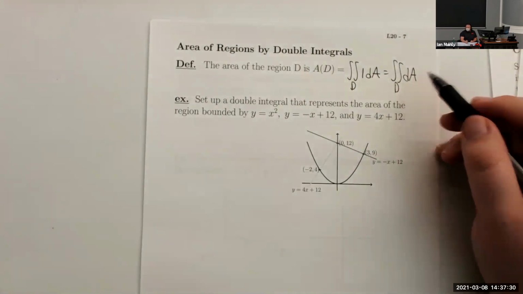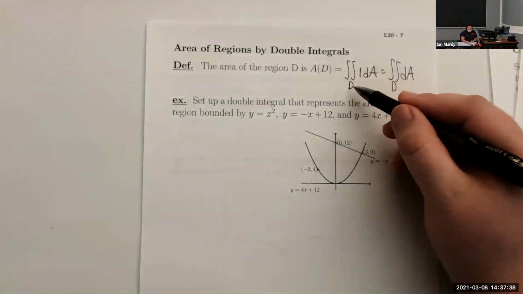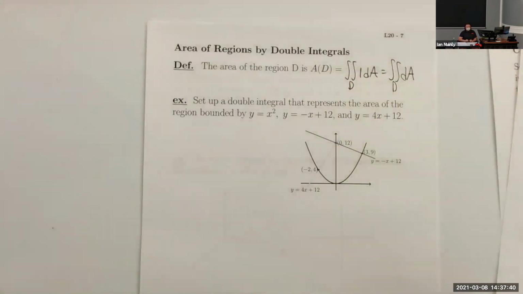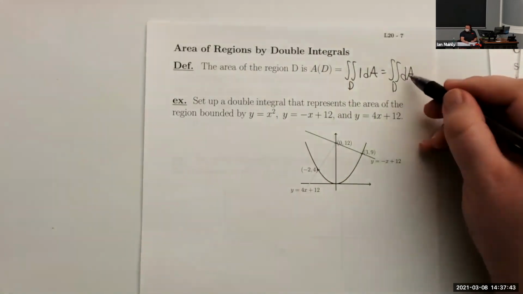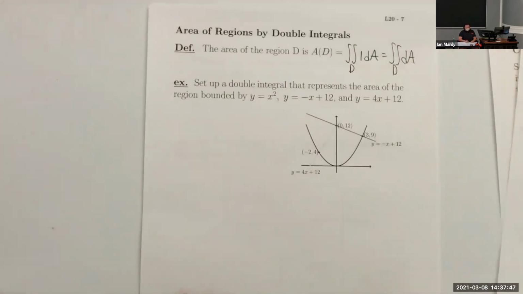Well, what we're doing is we're adding up all these tiny little patches of area, right? All of these dx's times dy's. And if we add all of them together throughout the region D, then we're going to have all of the area throughout the region D right here if we broke it up into all of these pieces. So that's why this formula is the way it is.